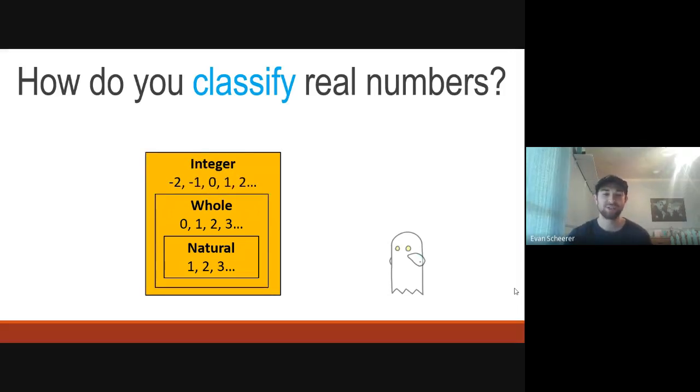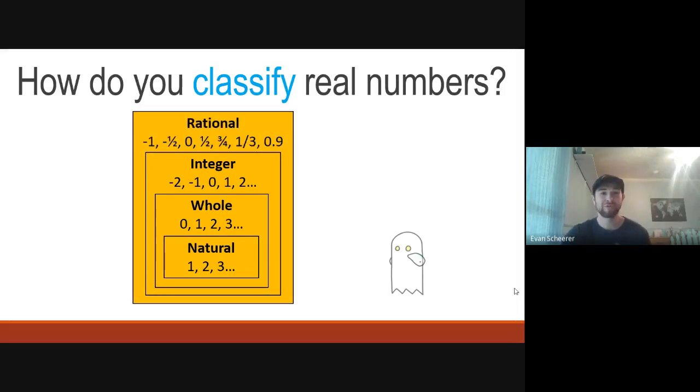Next are integers. Integers are the exact same as a whole number. It's just the negatives also. So 0, 1, 2, 3, 4, 5, but 0, -1, -2, -3, -4, -5 as well. Next are rational numbers. Rational numbers are all fractions or decimals, but for the decimals, they're only rational if they stop or if they start repeating. If they go on forever and they do not ever repeat, it's not a rational number.